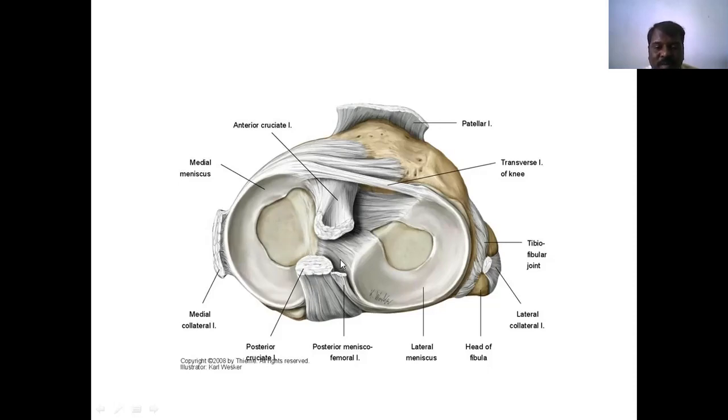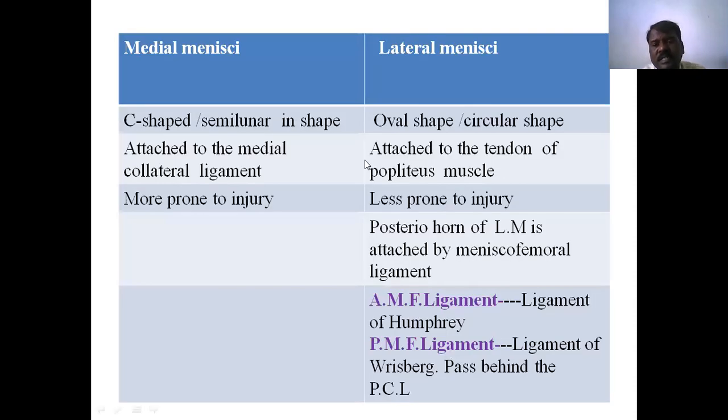These two menisci act like a lubricant and shock absorbers between the upper end of the tibia and the lower end of the femur. So what is the description? The medial meniscus is C-shaped or semilunar in shape. It is attached to the medial collateral ligament, so it is more prone to injury. At the time of injury, it is more prone to injury in front.